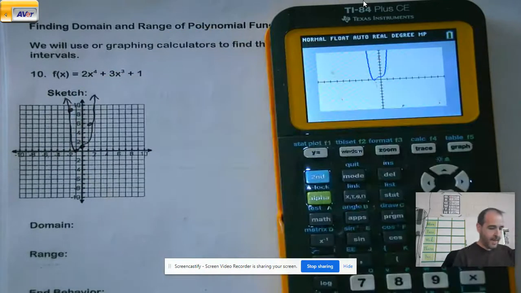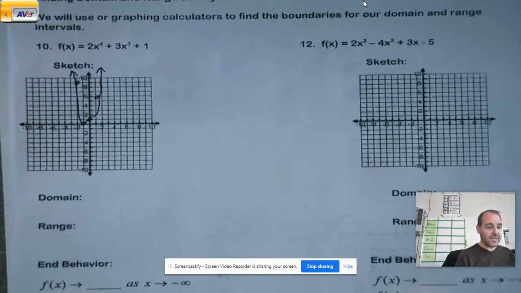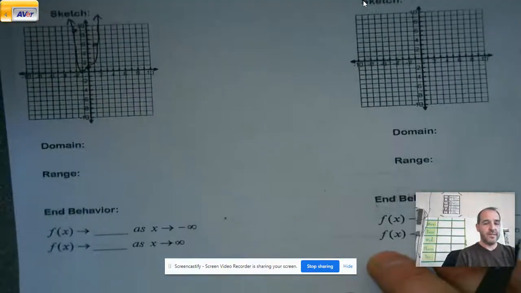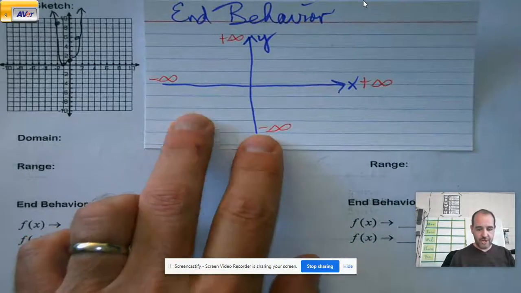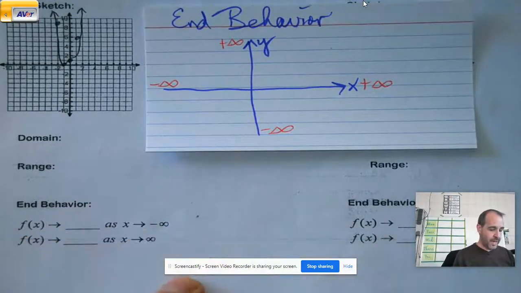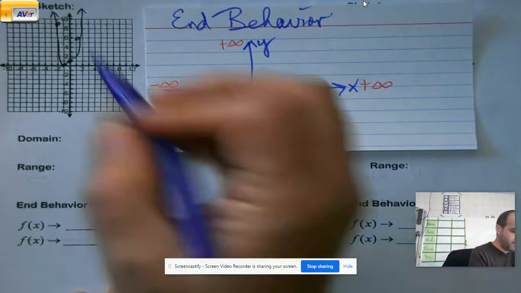Okay, so something like that. So let's actually do our end behavior first, because that's what we're kind of used to here. Handy dandy help sheet. Okay. So here we go again. As X goes left arrow.